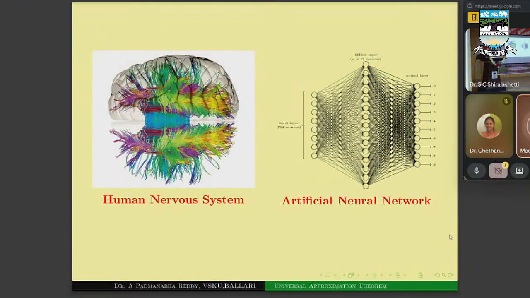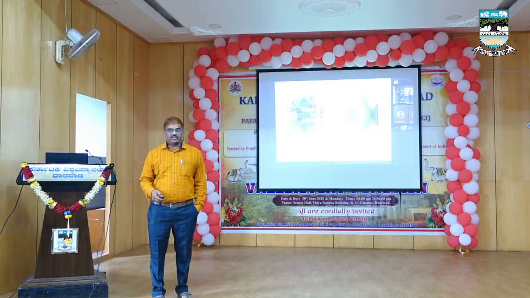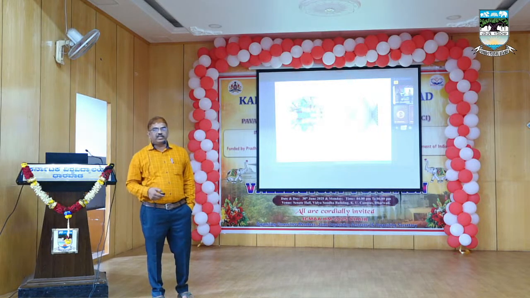How was the term artificial neuron coined? We are familiar with the biological neuron. The left hand side is the human nervous system, and this is mimicked as an artificial neural network, ANN. In any artificial neural network there are three types of layers: the input layer, the hidden layer, and finally the output layer.